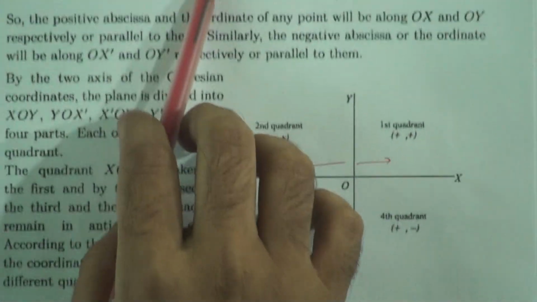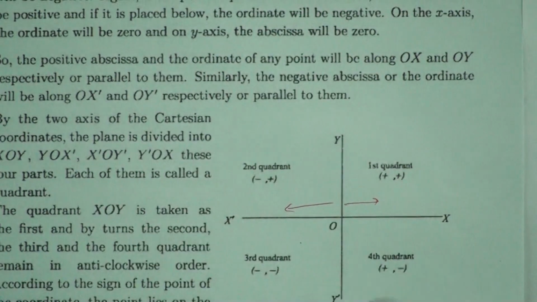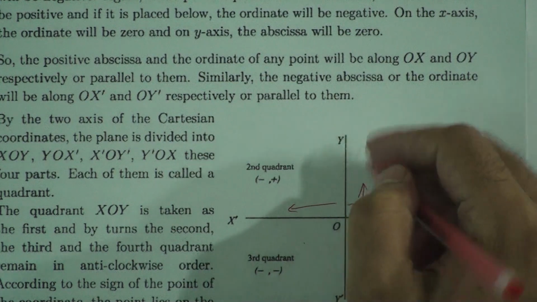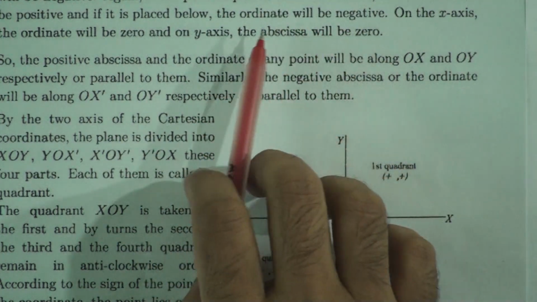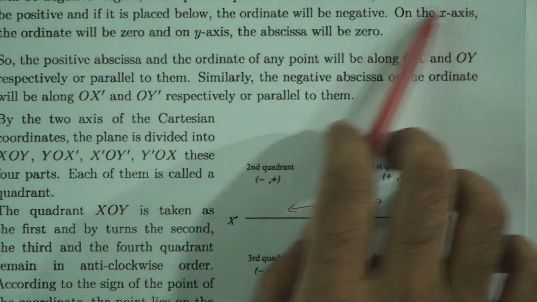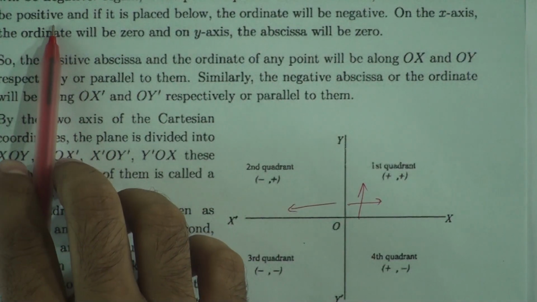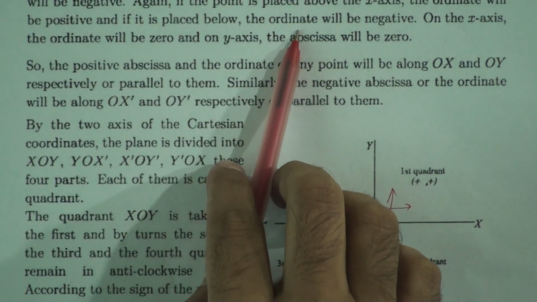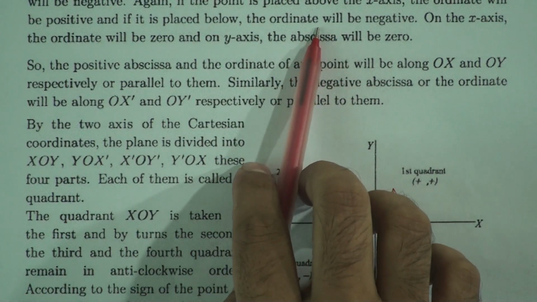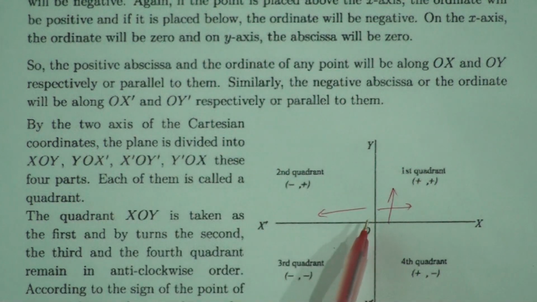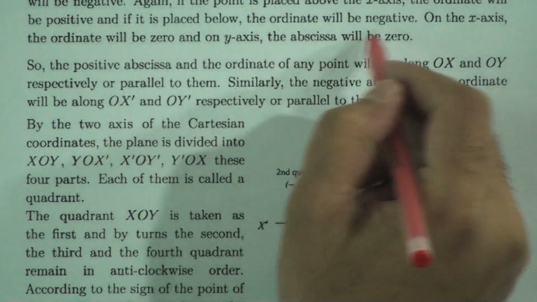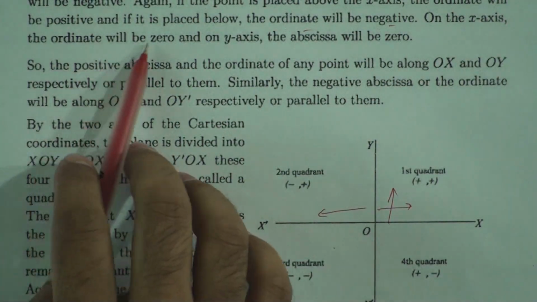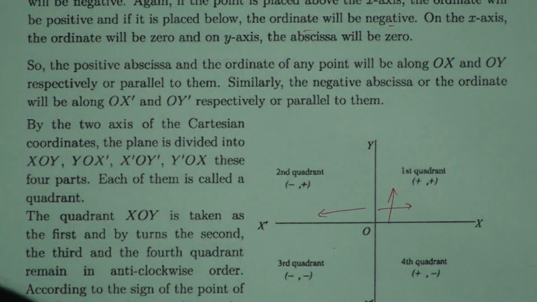Again, if the point is placed above the x-axis, then the ordinate will be positive, and if it is placed below the x-axis, then the ordinate will be negative. On the x-axis the ordinate will be 0, on the y-axis the abscissa will be 0.